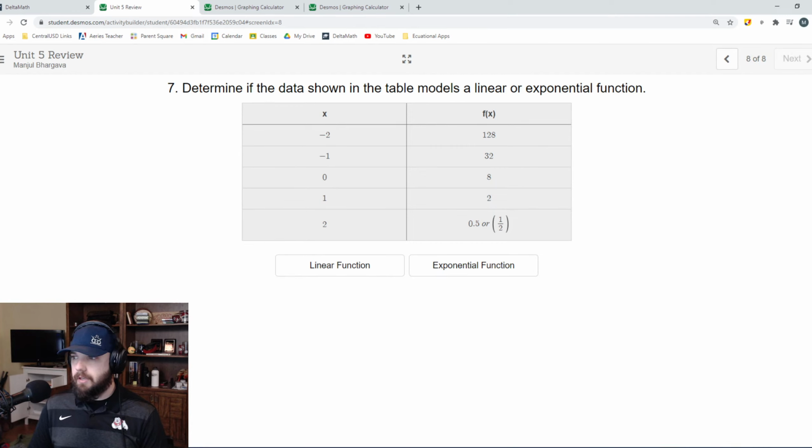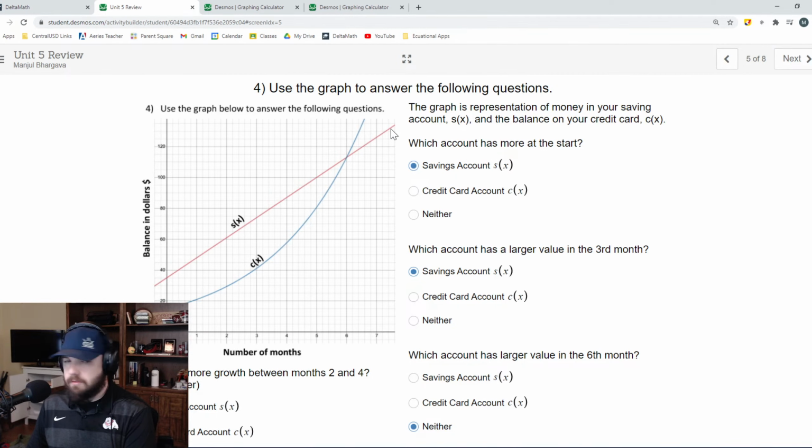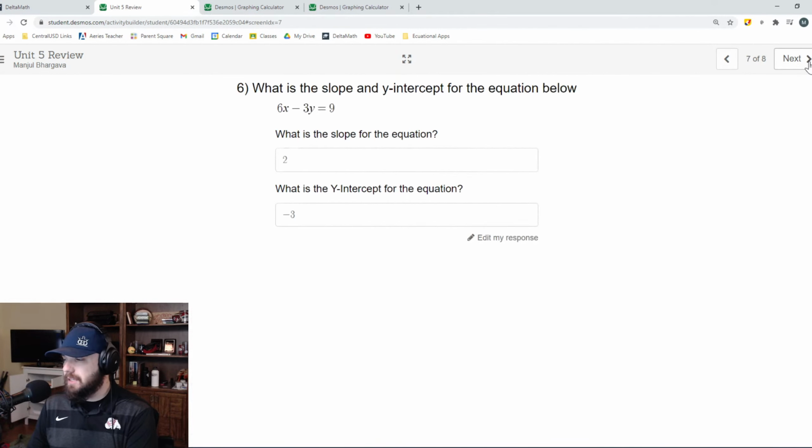Determine if the data shown in the table models a linear or exponential function. So we want to pick, is it linear or is it exponential? We're starting at 128, going to 32, then 8, then 2, and then 1/2. Well, you can see that we're not subtracting the same amount. The graph is going to be going down, but it's not a constant rate of change. Remember we talked about that, I think it was 2 slides ago. The rate of change for lines is always going to stay the same. So this is not a linear function.